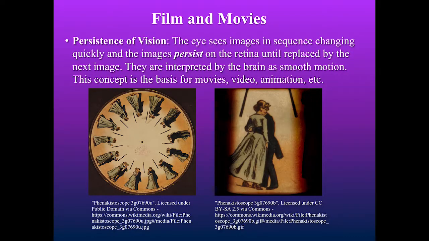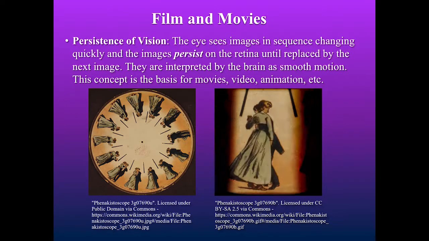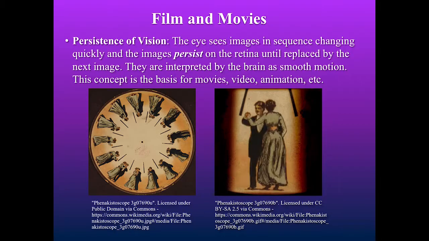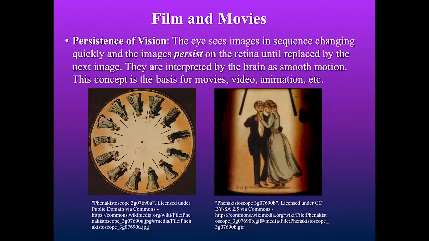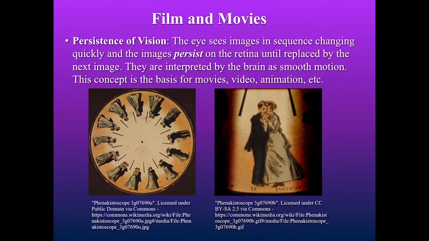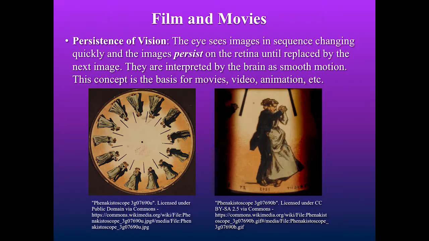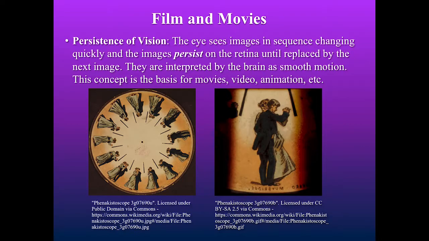Some more of the terms for film and movies. Remember the persistence of vision. When the eye sees images in sequence changing quickly, and the images persist on the retina until replaced by the next image, they are interpreted by the brain as a smooth motion. And this concept is the basis for movies, video, animation, etc.